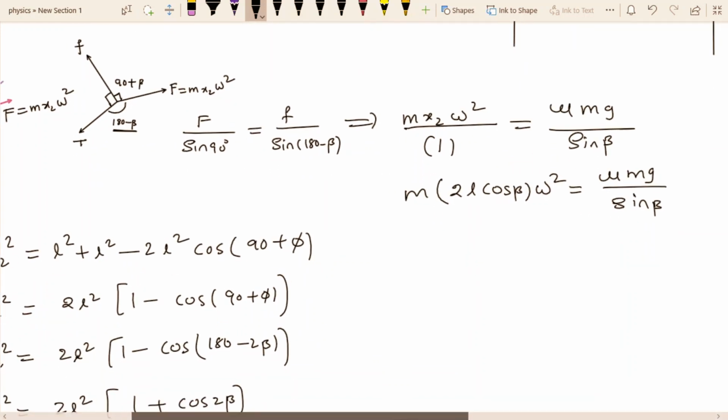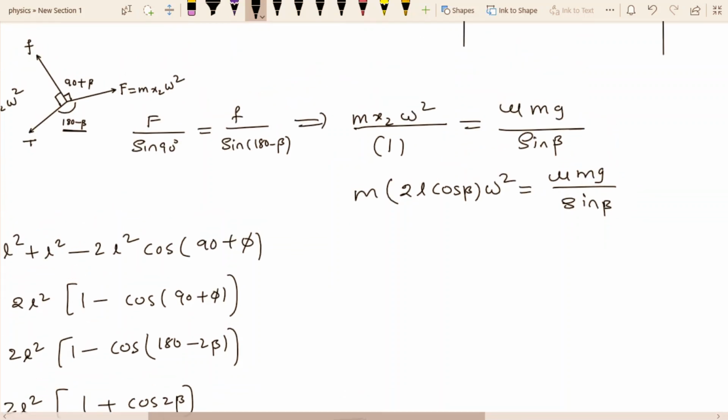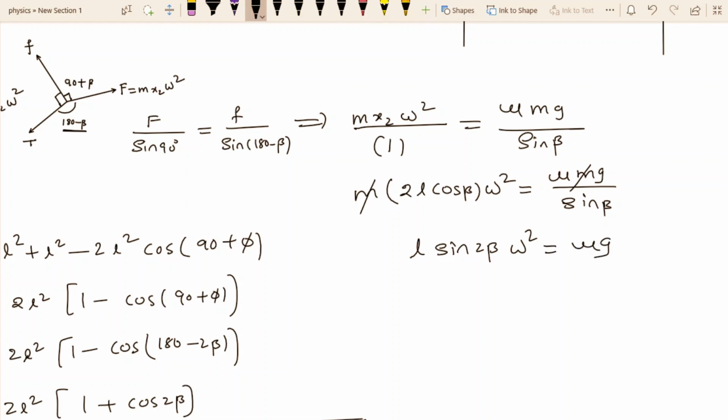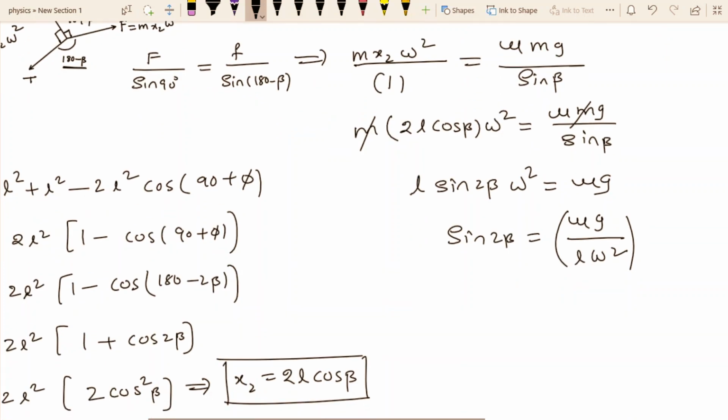Okay, so now see here. We can take this sine beta and cancel it. So we are getting L sine 2 beta into omega square is equal to mu g. So what is this sine 2 beta now? Sine 2 beta is equal to mu g divided by L into omega square.